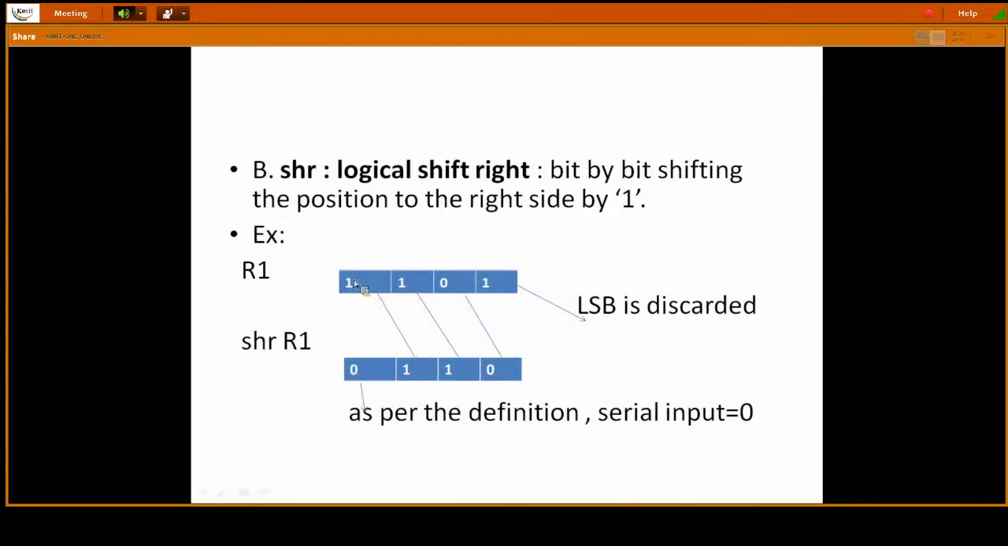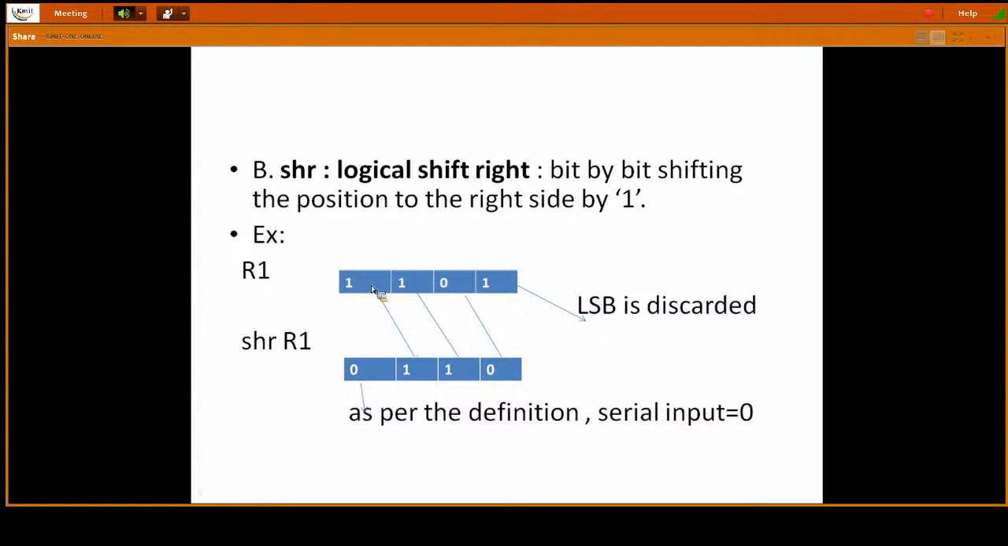Let us suppose this is your signed data. Assume that R1 is having a signed data. If it is unsigned data, how will you calculate the corresponding decimal number for this? 2 power 0 into 1 plus 2 power 1 into 0 plus 2 power 2 into 1 plus 2 power 3 into 1. Whatever is the result, that will be the corresponding decimal number.